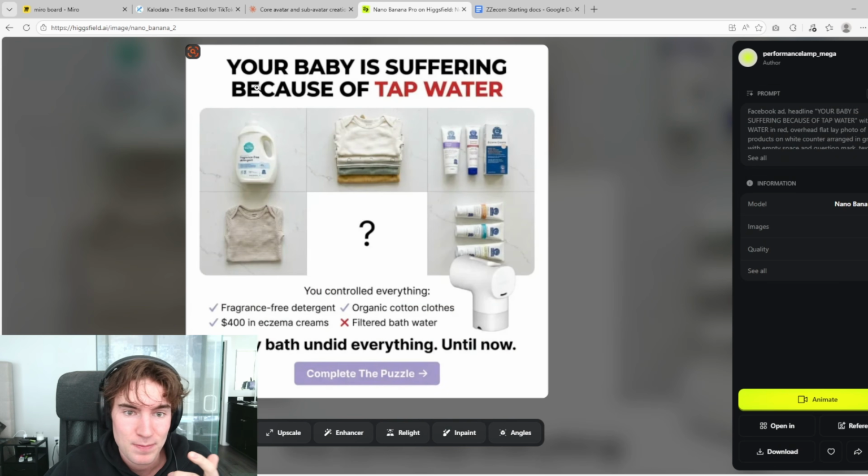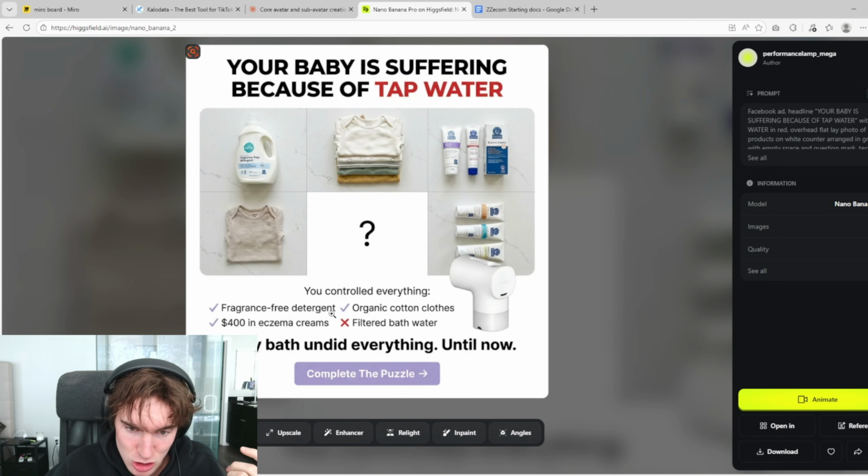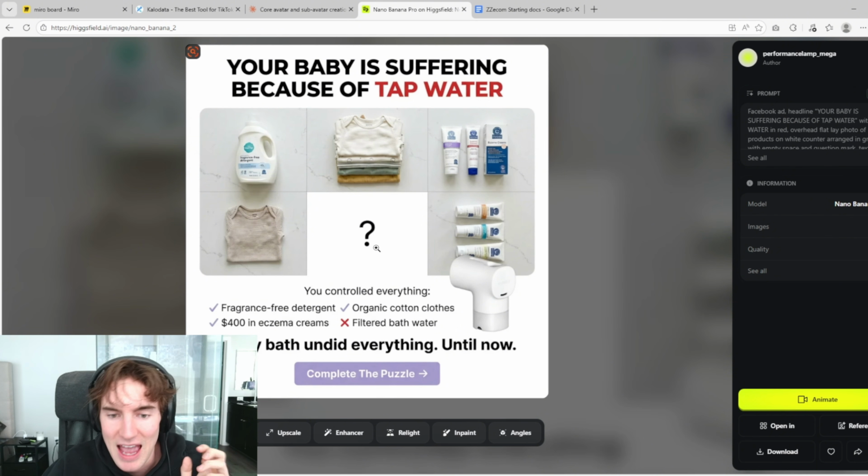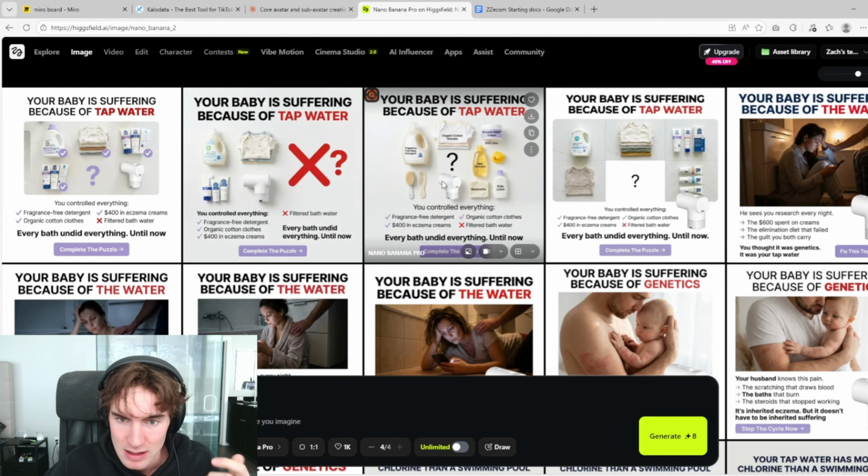Now this next one: your baby is suffering because of tap water. All right, then we got all the images of things they've tried. You controlled everything: fragrance-free detergent, organic cotton clothes, $400 in eczema creams, filtered bath water with an X. It's kind of showing the image of what's the missing piece that they haven't tried yet. It's this.